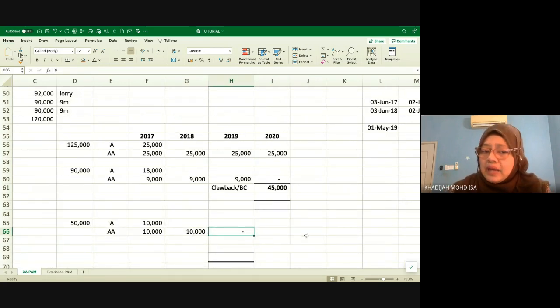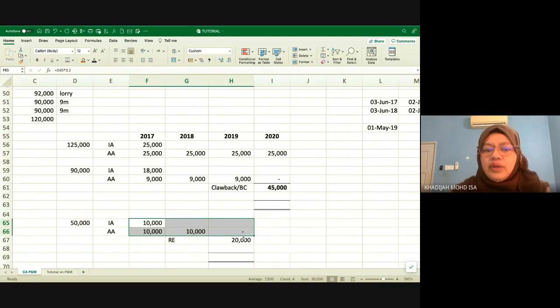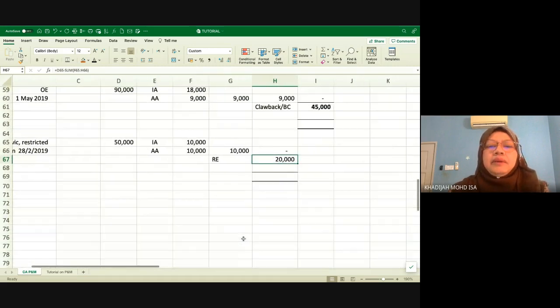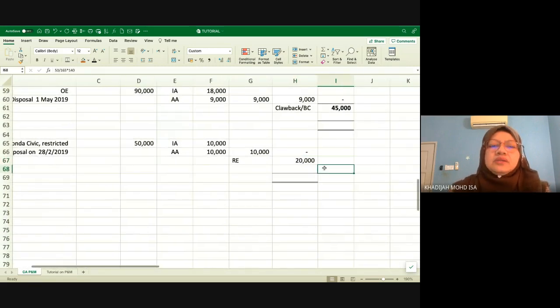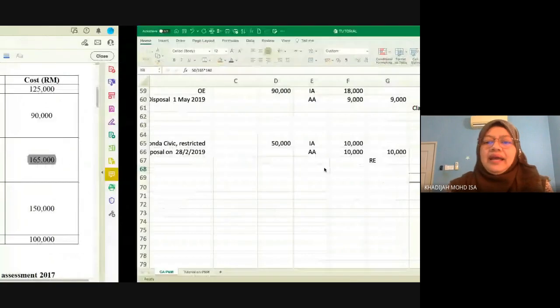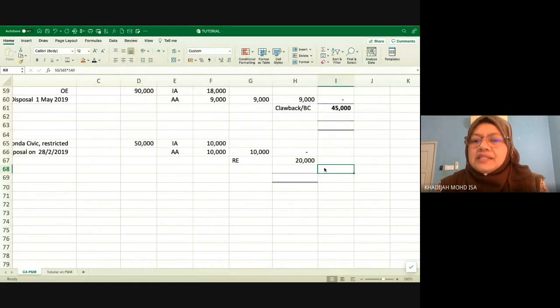You're not going to claim any allowances in 2019, but you're going to compute how much is your residual expenditure. So how you compute your residual expenditure is your 50,000 here, all right? You minus all allowances that you have claimed, all right? 50,000 minus 30,000, then you have your RE of 20,000. Are you okay? Okay. But now your disposal value, right? So how much you sell? You can sell the passenger car for 140,000. The value is high as compared to the RE. Why is it the RE is very low, but the disposal value is 140,000?